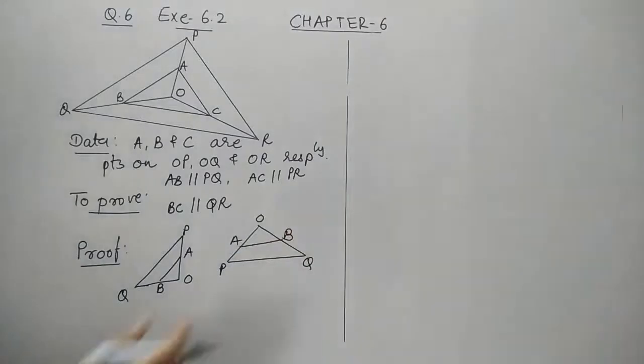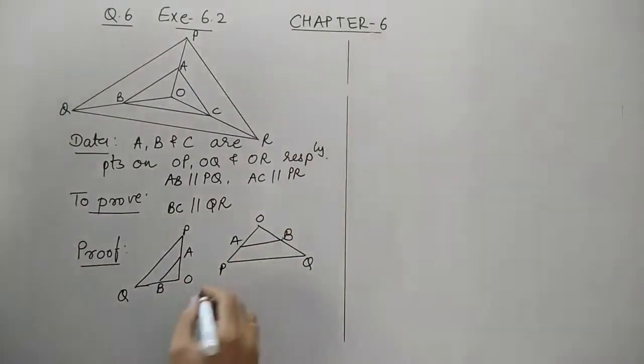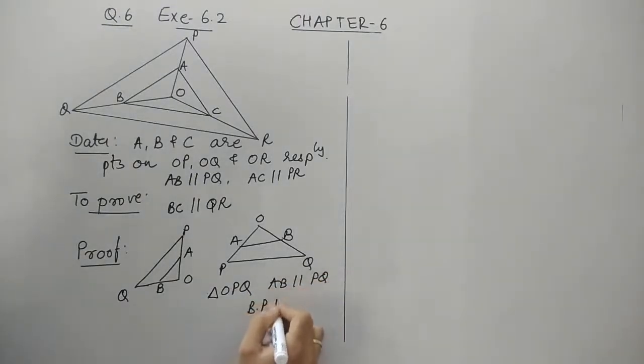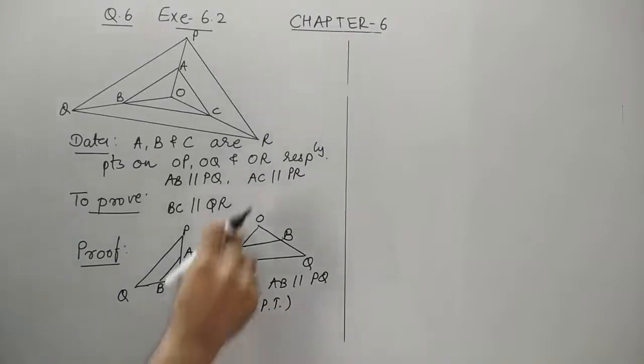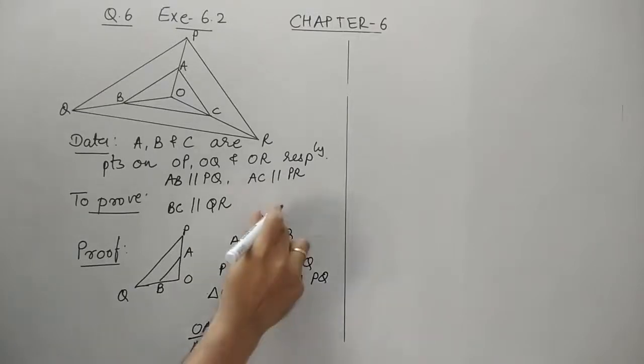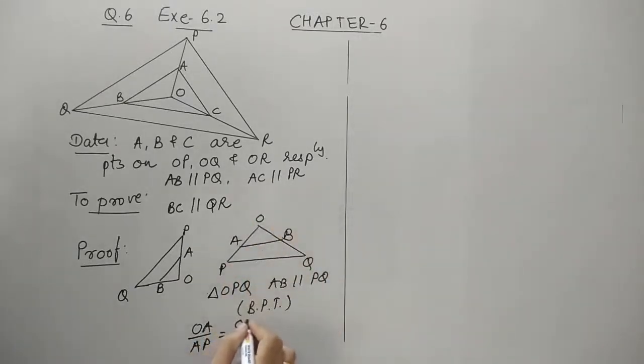So now look at this. This is nothing but theorem 6.1, that is BPT. So for triangle OPQ, AB is parallel to PQ. So we'll use the basic proportionality theorem. And we can say OA upon AP is the same as OB upon BQ. I'll give this as equation number 1.